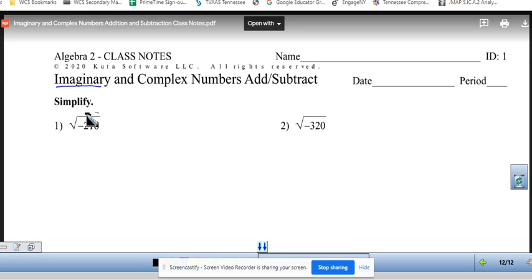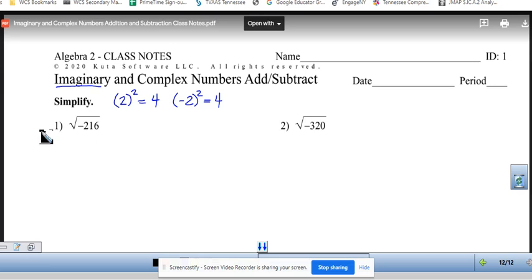Well, up until this point, you could not solve a square root that had a negative number under it because that was an impossibility. Because any number, when you square it, whether it is positive or negative, the answer is always positive. So there's no such thing as the square root of a negative number.